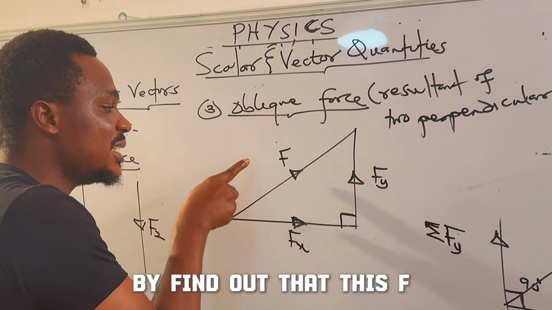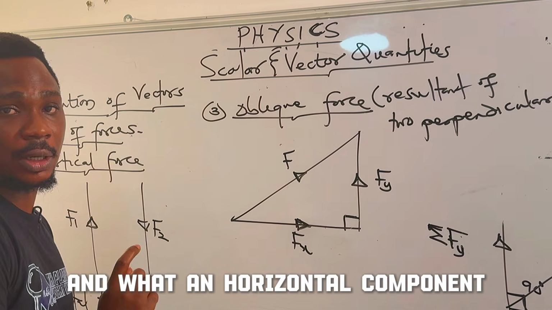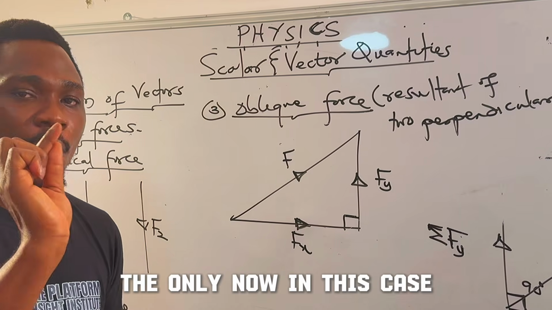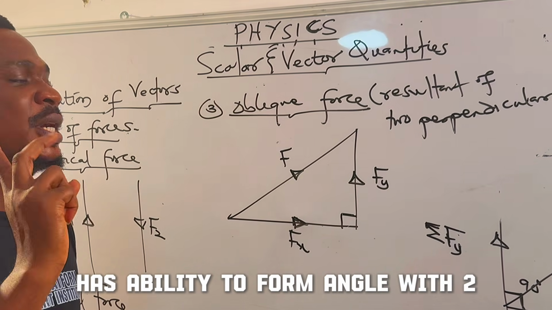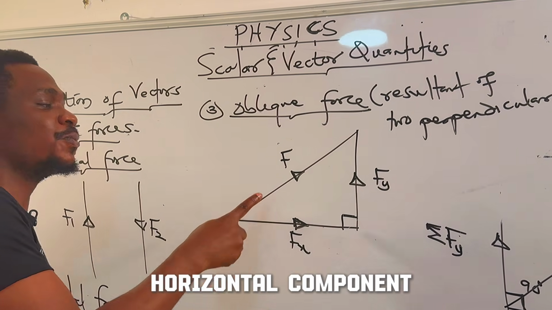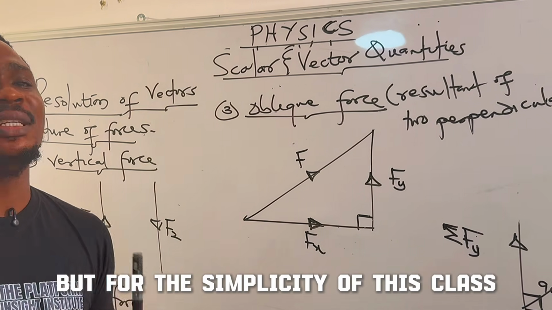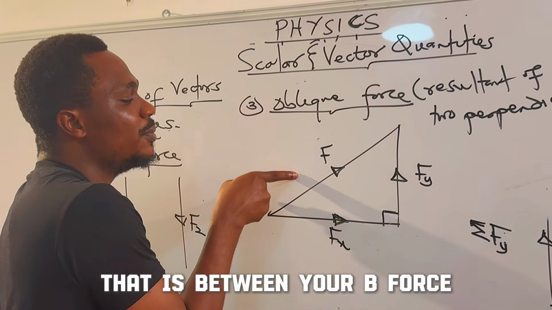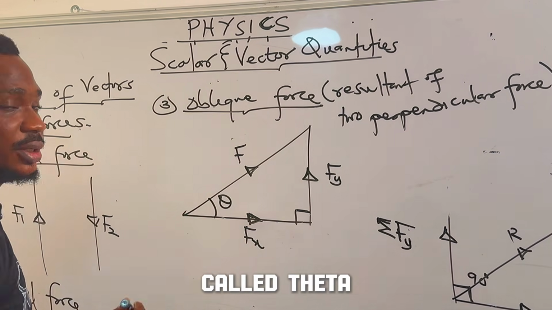The first force I gave you is F. But I find out that this F has two components, a vertical component and what? A horizontal component. Now, for simplicity of the class, don't stress yourself. This oblique force has the ability to form an angle with the two. Does it form an angle with the vertical component or the horizontal component? Either. But for the simplicity of this class, the only angle you are interested in is the angle between the oblique force and the horizontal, and that angle is called theta.